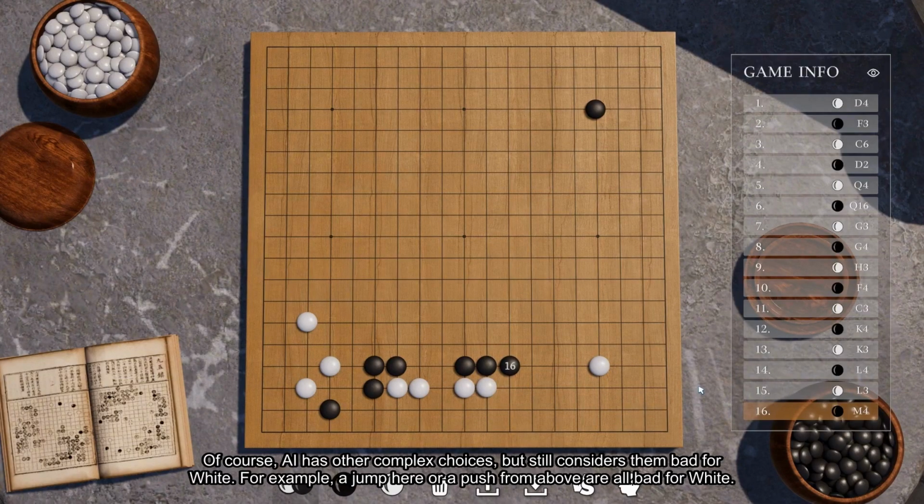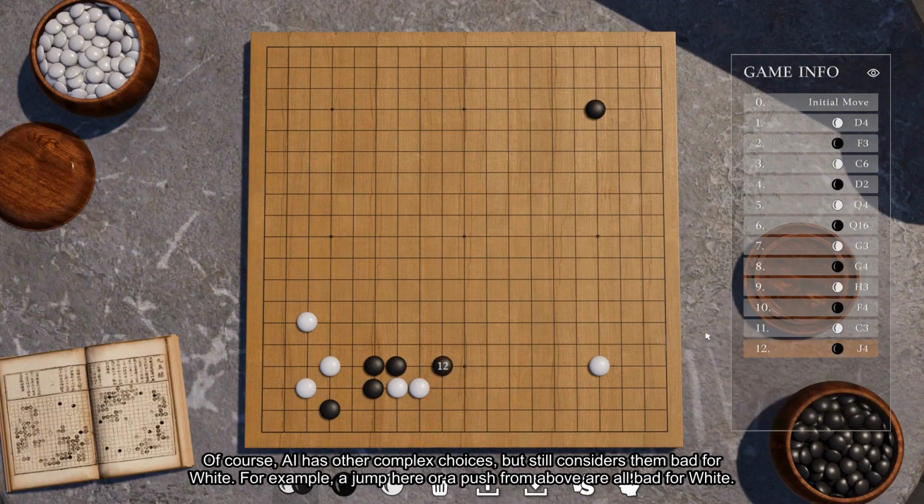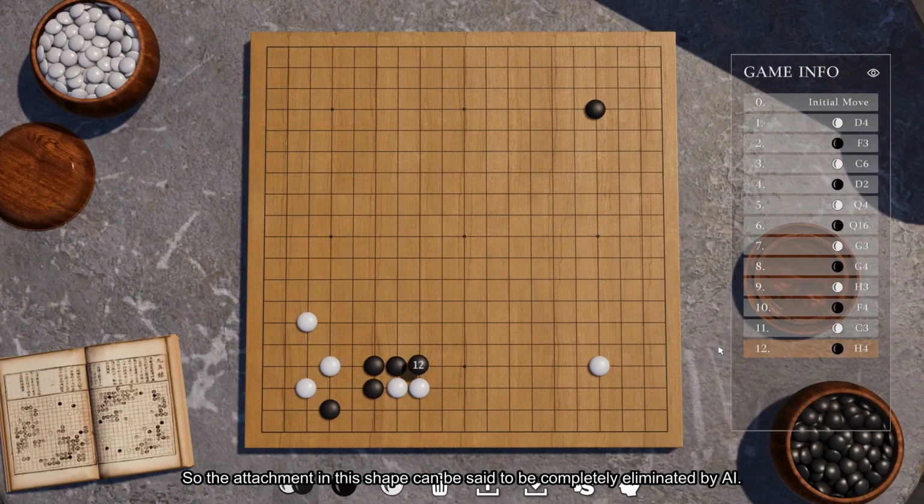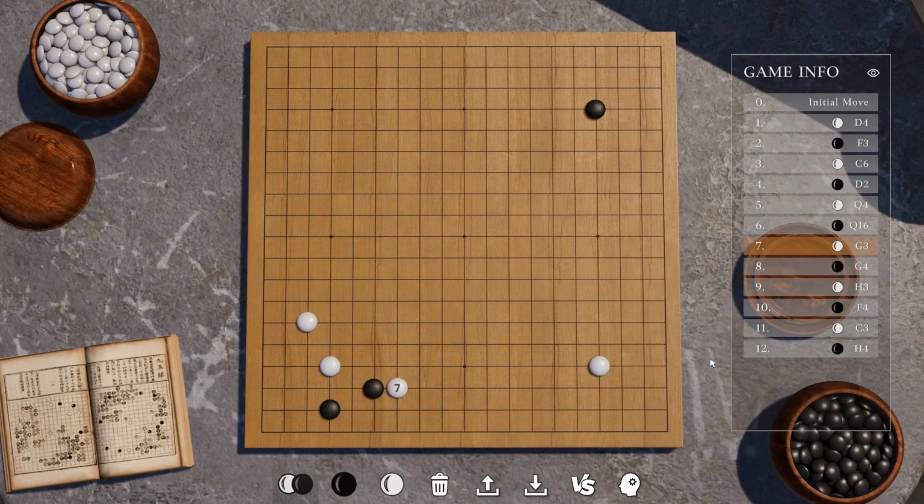Of course, AI has other complex choices, but still considers them bad for white. For example, a jump here or a push from above are all bad for white. So, the attachment in this shape can be said to be completely eliminated by AI. Alright, that concludes our second lecture.